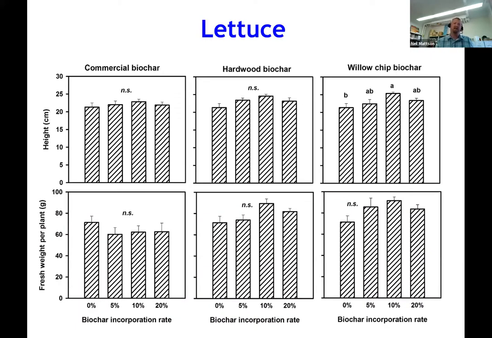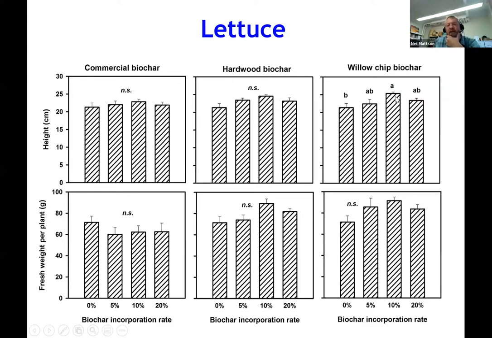You'll see this for lettuce, basil, and tomatoes, and we'll have this series of graphs where we look at biochar incorporation rate on the x-axis from 0, 5, 10, up to 20% by volume. And that was for the 3 different types of biochars that we studied: the commercially available biochar, the mixed hardwoods biochar, and then the willow chip biochar. For lettuce, a couple of the plant growth parameters were height and fresh weight. If you're selling lettuce plants for consumption, not just as vegetable transplants, the fresh weight is what you will sell the plant on.